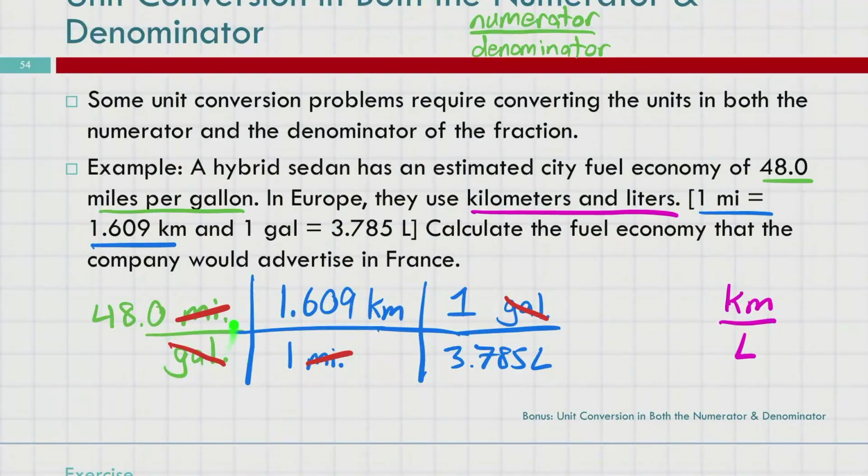This sort of problem really isn't, I think, that tricky if we can get our units on the correct top or bottom, numerator or denominator. So then into our calculator, we would plug in 48 times 1.609 divided by 3.785. And we get a value of 20.404755561.